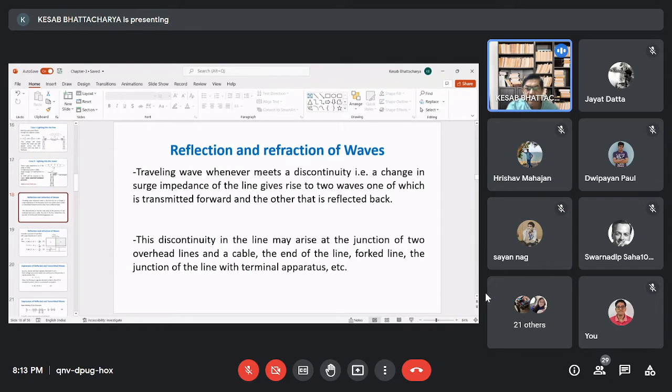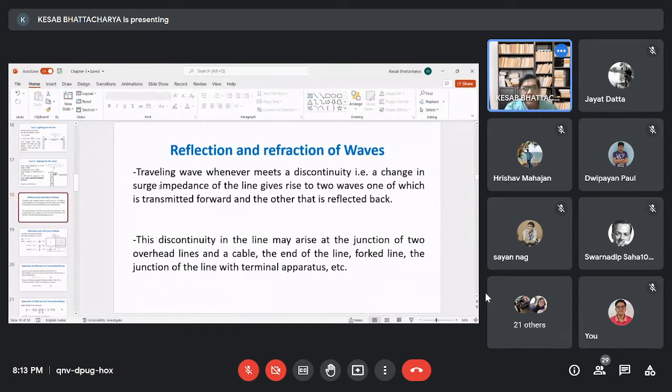Traveling wave, whenever it meets a discontinuity, that is a change in surge impedance. This is another thing, reflection and refraction of waves. Have you studied this already? Reflection and refraction of traveling waves? No, sir. You have not studied.